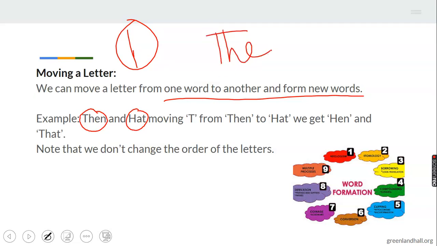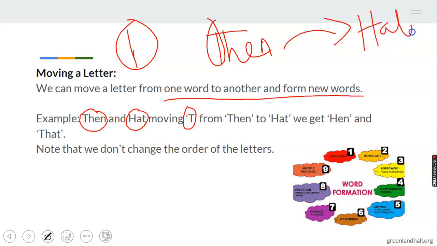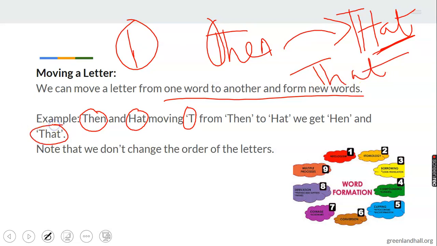If I'm taking this T off, that's what this example is trying to explain. I'm taking this T off, and I want to take it to hat, because we have hat here. I take this T and I add it to the word already here, hat. What will that give me? It's going to give me a new word called that. And that's what we have here.